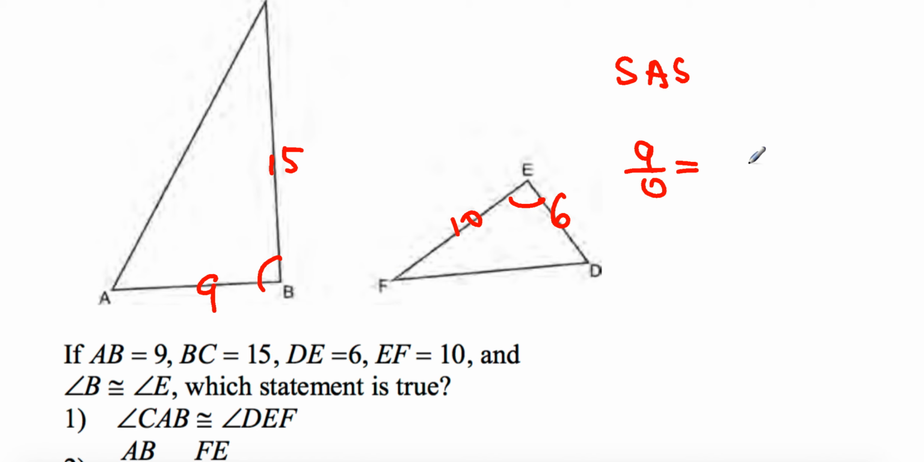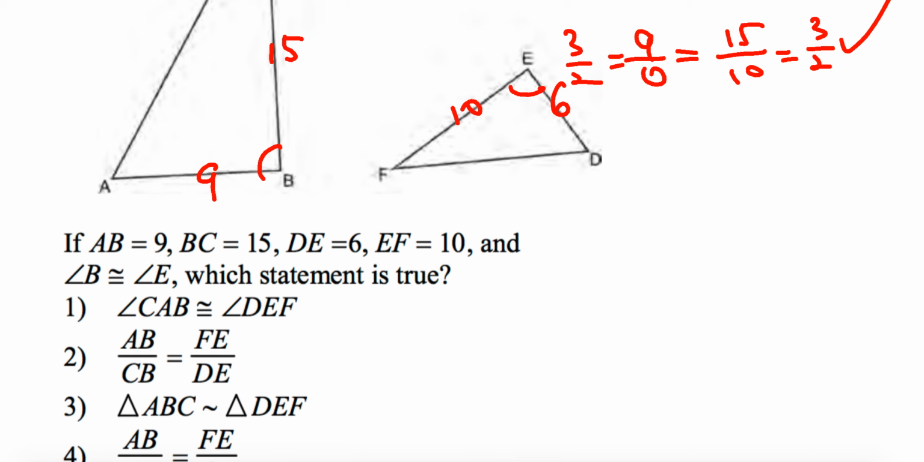Is that in fact equal to 15 over 10? 9 over 6, I can divide each side by 3, so we get 3 over 2. Here I can divide each side by 5, then I get 3 over 2 as well. So it checks out. Now the two triangles are similar, which is choice 3, would have been the answer.